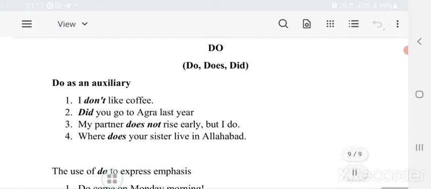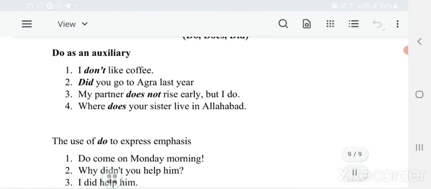So in the last portion we will see do, does and did. The form of do. Do can be used as an auxiliary. I don't like coffee. Did you go to Agra last year? My partner does not rise early but I do. Where does your sister live? In Allahabad. In all these four sentences, do is acting as a helping verb. In the first sentence, do is the helping verb of like, and in the second, did is the helping verb of go, and so on.